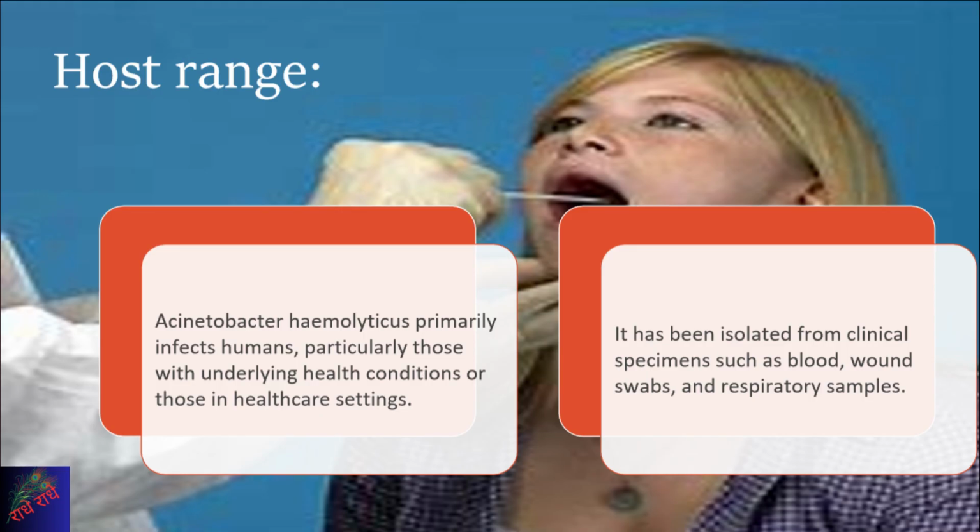Acinetobacter hemolyticus is an opportunistic pathogen that primarily affects humans, particularly those with pre-existing medical issues or residing in medical settings. It has been detected in clinical specimens from blood, wound swabs, and respiratory samples. It is noteworthy for its broad host range, capable of infecting humans, other mammals, fish, plants, and some invertebrates. Though it is not a significant human pathogen, Acinetobacter hemolyticus can still be responsible for dangerous and occasionally fatal illnesses when it gains access to human bodies.